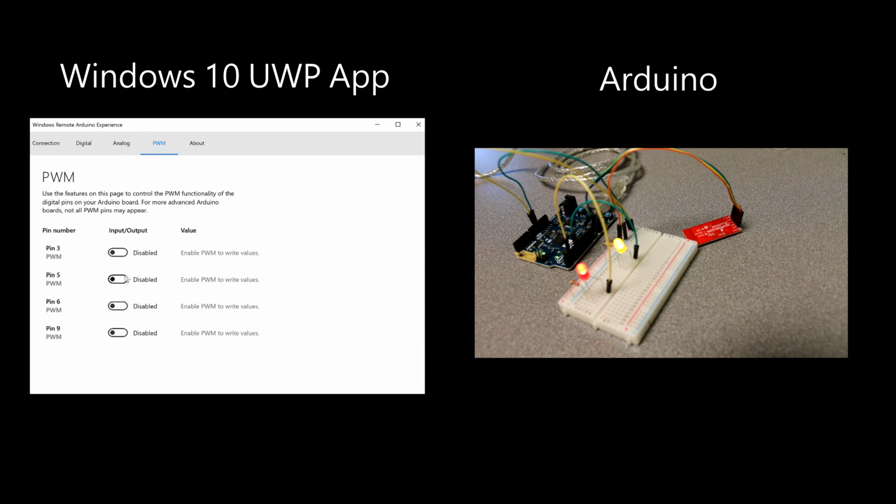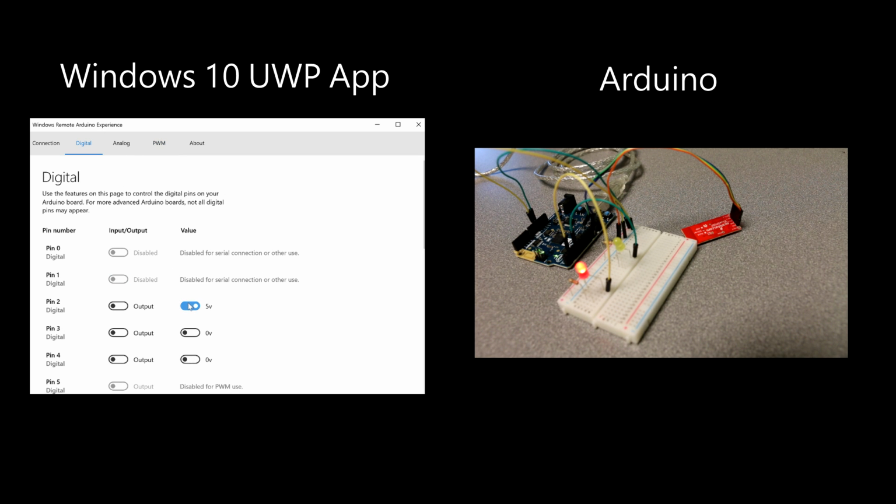I can also switch over to the PWM section to control the analog write functionality of pin 5. Watch as I set analog values to the pin and achieve varying levels of brightness on the LED.